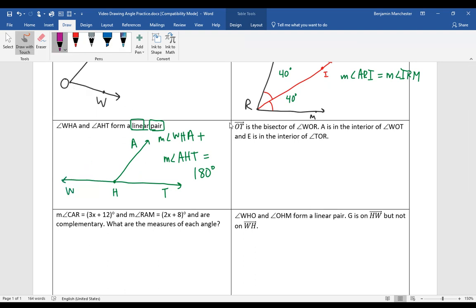Alrighty, let's move over to here. OT, remember this is ray OT. It starts at O and goes in the direction called T, and is the bisector of angle WOR. So first we have to draw angle WOR.